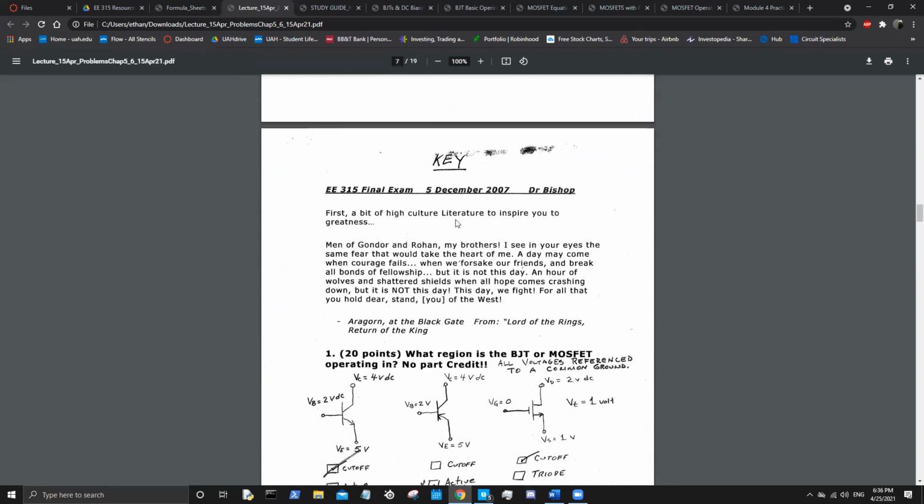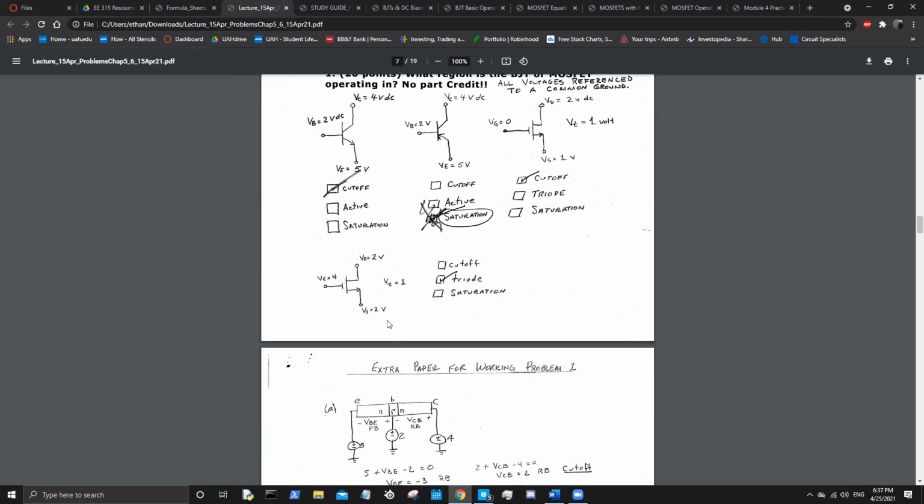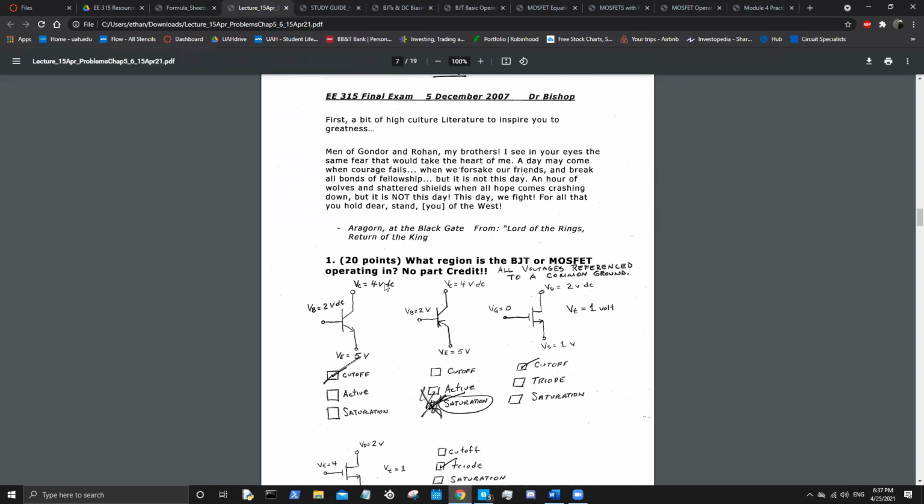All right. So this is another whole thing. 20 points. Well, there are also 5 of them. Okay. So for number 4, this is asking for the region. What region is the BJT or MOSFET?